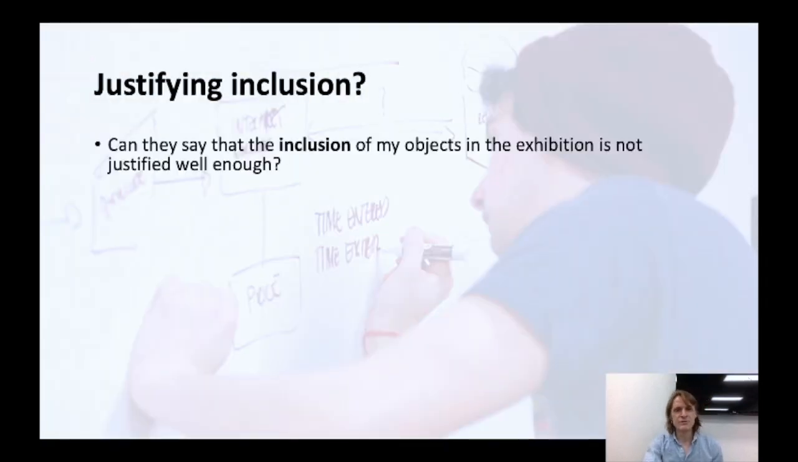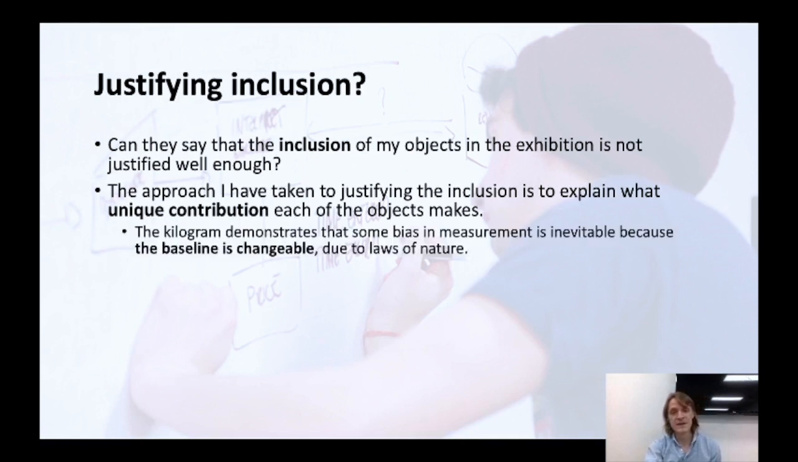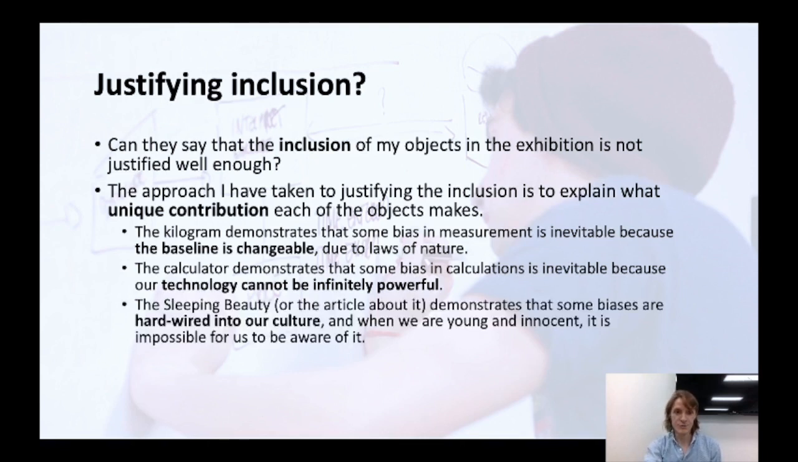About justifying the inclusion, can they say that the inclusion of my objects in the exhibition is not justified well enough? Well, the approach I have taken to justifying the inclusion of the object is to explain what unique contribution each of the objects makes. For example, my big K example demonstrates that some bias in measurement is inevitable because the baseline, the prototype, is changeable due to laws of nature that we have no control over. My calculator demonstrates that some bias is inevitable due to imperfection of technology, and that's also inevitable.